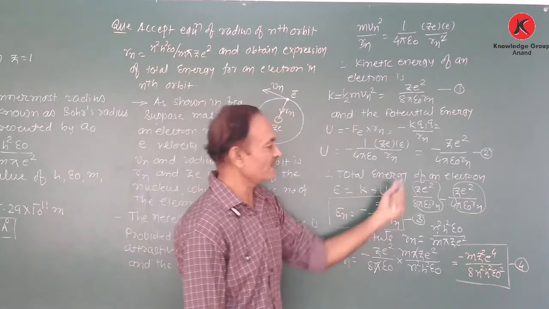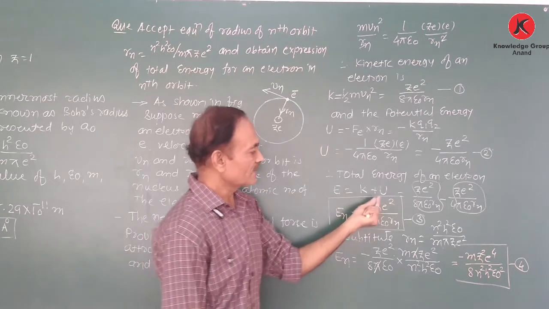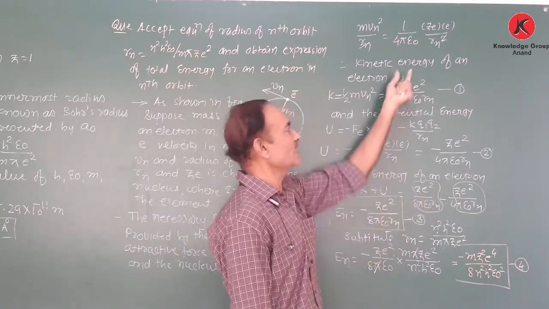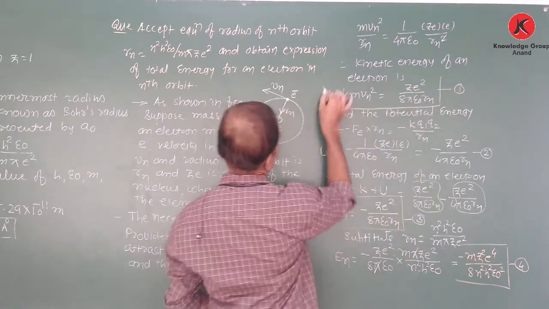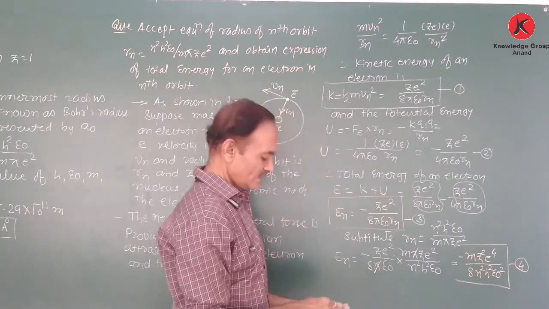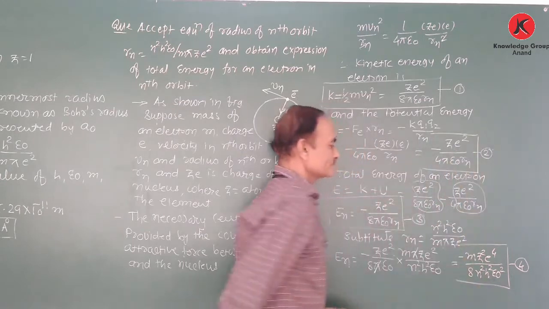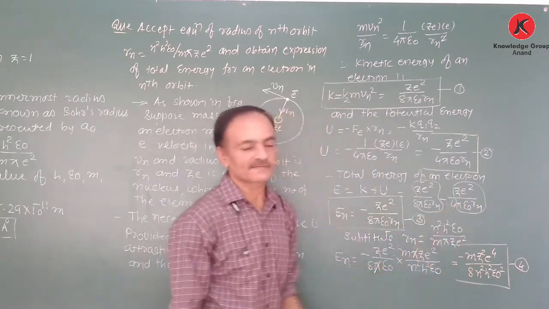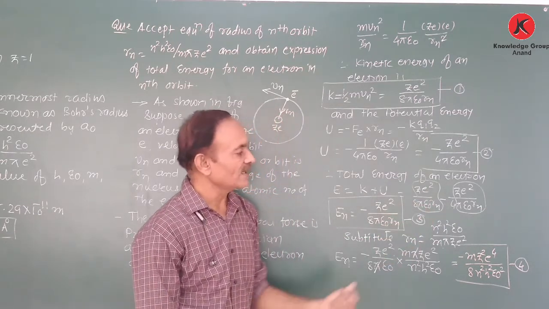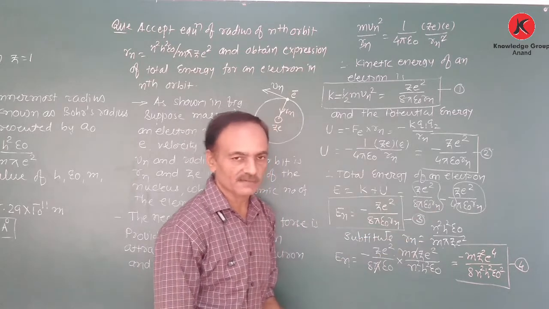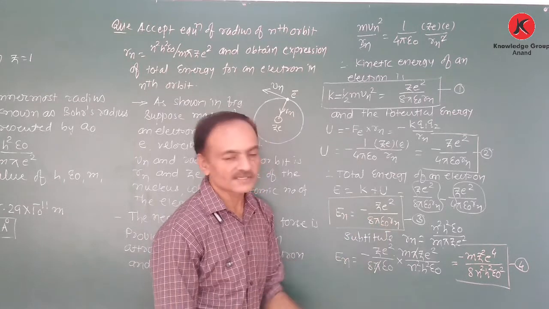Therefore, the total energy of an electron is equal to K plus U. Therefore, substitute the value of K and U. K is the kinetic energy, Z square upon 8 pi epsilon 0 Rn. Right? And potential energy is this, minus Z square upon 4 pi epsilon 0 Rn. In both terms, Z square upon pi epsilon 0 Rn is common, taken out. Therefore, 1 upon 8 minus 1 by 4. So there is a minus 1 by 8, therefore Z square upon 8 pi epsilon 0 Rn.